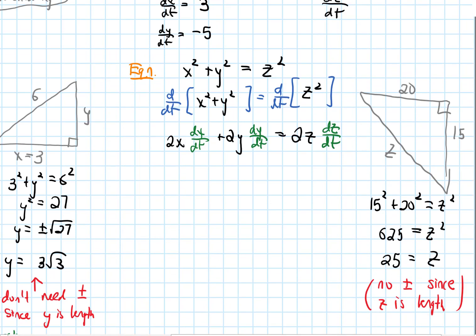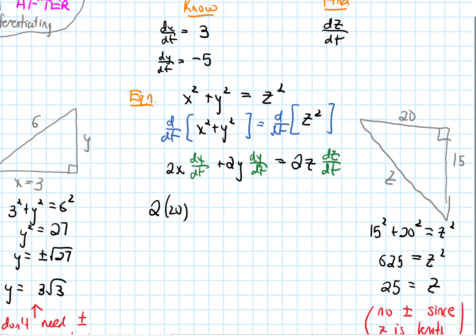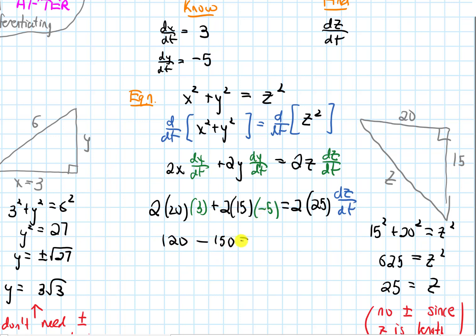All right, let's plug in. So we'll get 2 times x was this horizontal distance, 20. dx dt was given to be 3. And then I get plus 2 times y. The y value is that vertical length, 15. And dy dt was also given as negative 5. And that's going to be equal to 2z. Z we now know is 25. Times dz dt, and dz dt is what I'm trying to find. Okay, so simplifying this first term, 2 times 20 times 3, that is going to be 120. And then I'll get minus 150 equals 50 dz dt.